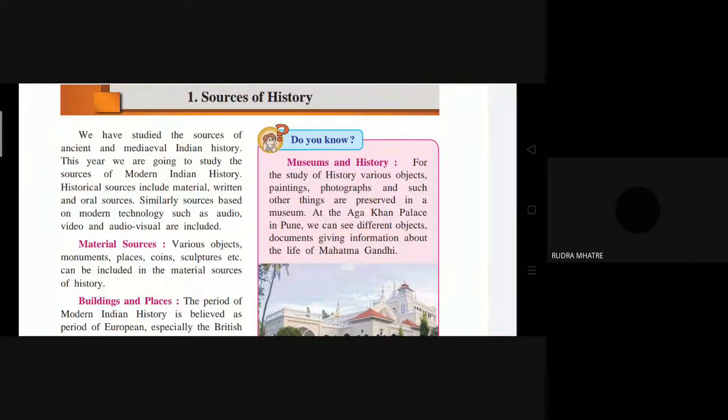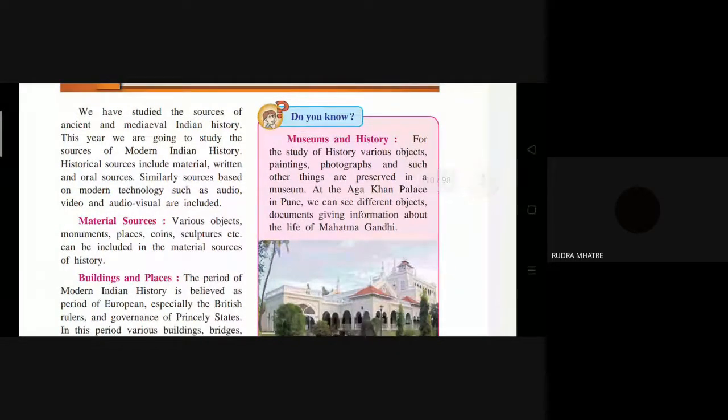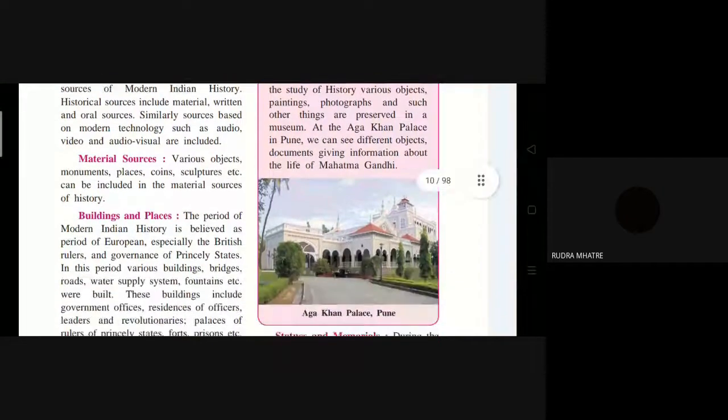We have studied the sources of ancient and medieval Indian history. This year, we are going to study the sources of modern Indian history. Historical sources include material, written, and oral sources. Similarly, sources based on modern technologies such as audio, video, and audiovisual are included. Material sources: various objects, monuments, places, coins, sculptures, etc. can be included in the material source of history.